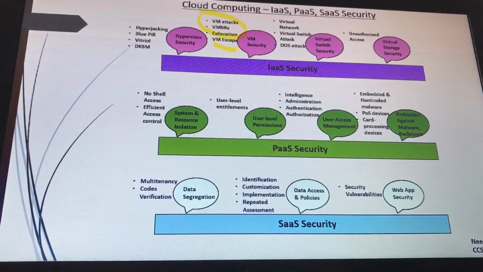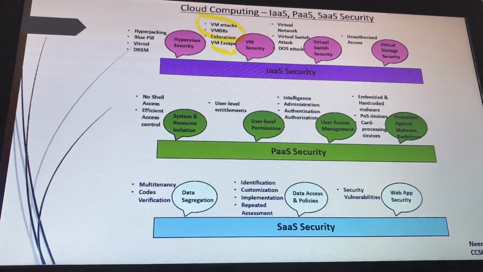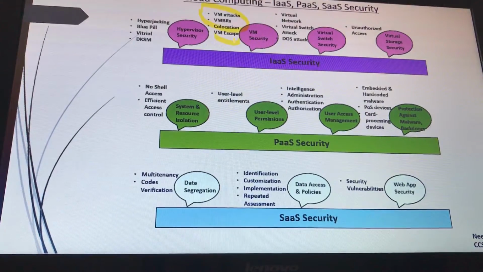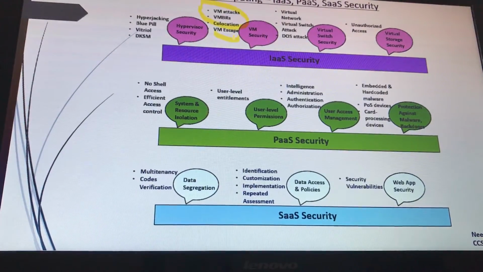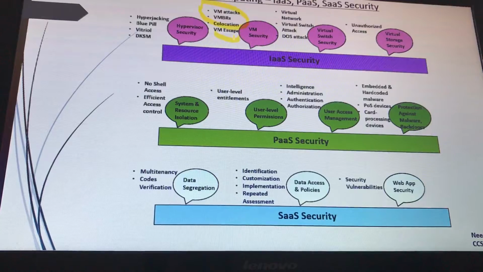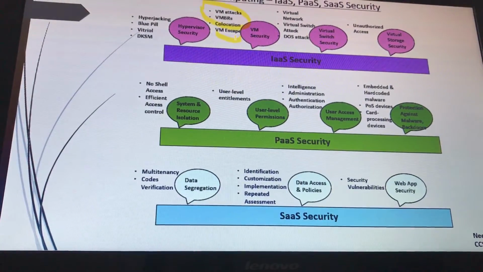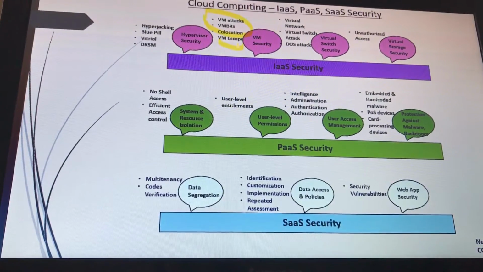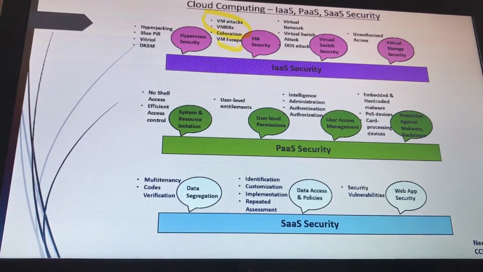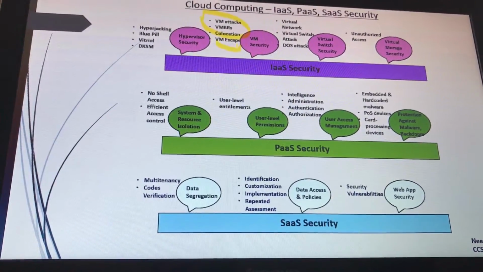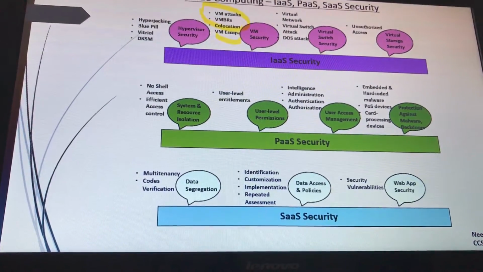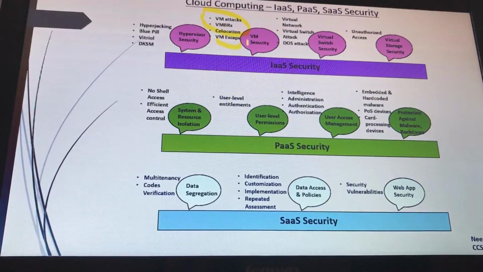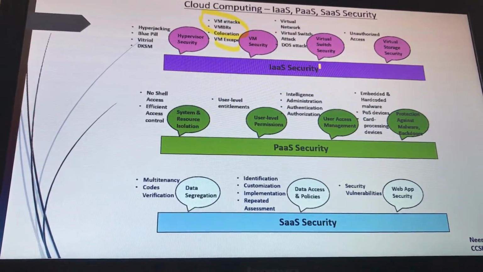VM escape is another common attack on VMs, which is done by crashing the guest operating system to get out of it and running arbitrary code on the host OS. This allows malicious VMs to take complete control of the host operating system. So we need to make sure that virtual machine security is enough to secure the infrastructure security model.